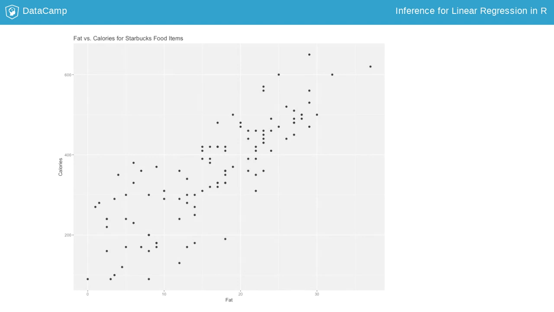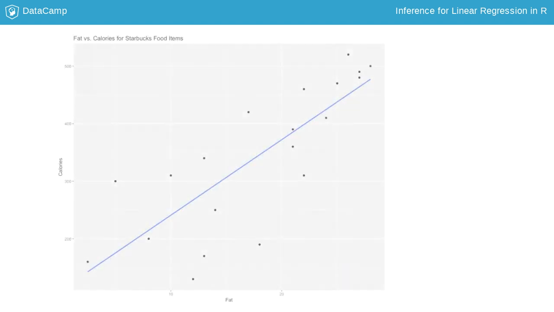Consider the scatter plot here. Fat and calories are plotted for a handful of items on the Starbucks menu. As you did in previous courses, the least squares regression line is fit to the sample of observations. It seems like fat and calories have a reasonably strong positive linear association.